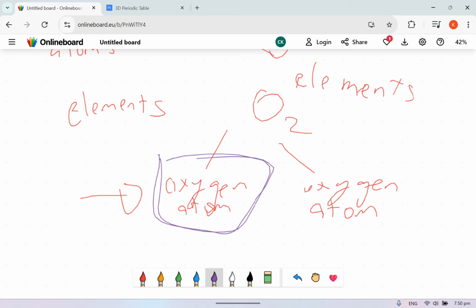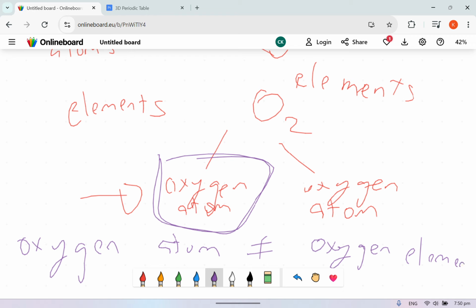Then it won't be fully oxygen element. Oxygen atom now won't be oxygen atom. They won't be oxygen element, because you actually need two in order for it to be fully an oxygen element.